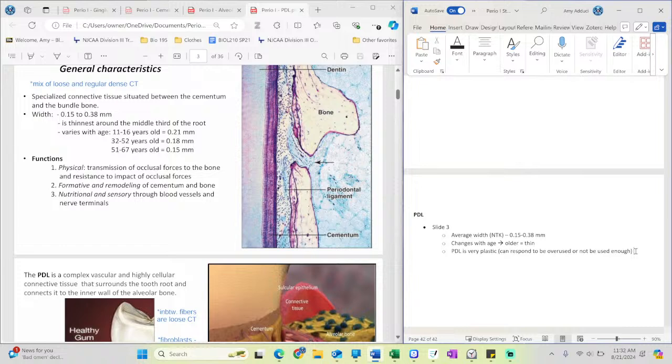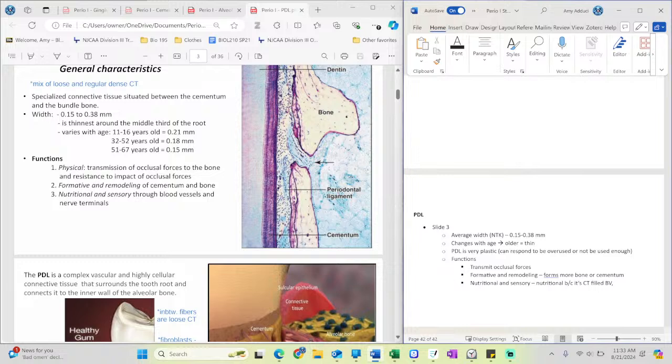Okay? And we have physical functions. They transmit occlusal forces and resist mechanical stress. Formative and remodeling capacity, because they are able to form more bone or form more cementum and remake themselves. And also it has nutritional and sensory functions. Nutritional, because it's connective tissue full of blood vessels and is surrounded by cementum, which is avascular, so it offers nutrition to cementum, and it also helps the most superficial bone.